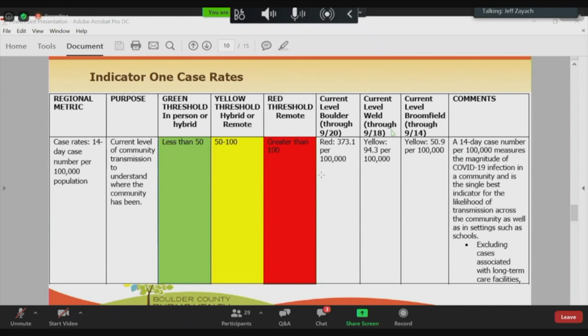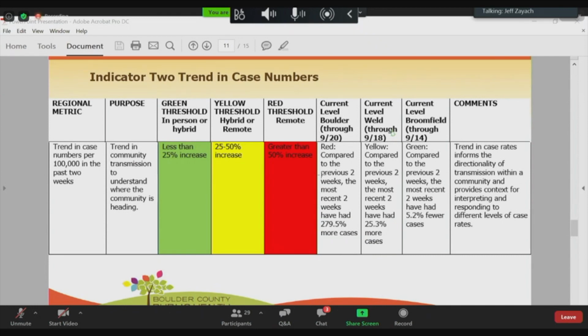The second indicator is the trend in case numbers per 100,000 in the past 2 weeks. And again, what we're looking at here is we've seen an uptick in trend of 279%. That's a significant uptick in our trend. And we know again that that is confined and at this point associated with those University of Colorado students and the spread of COVID in that population. The level in Broomfield County is green, and the level in Weld County is yellow.